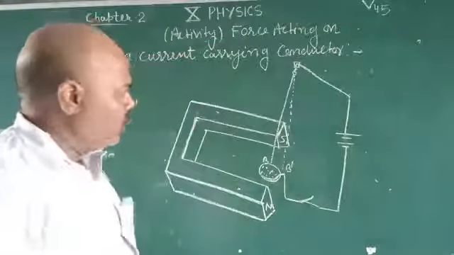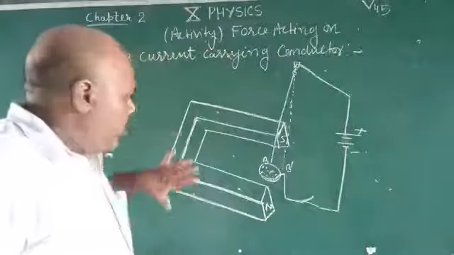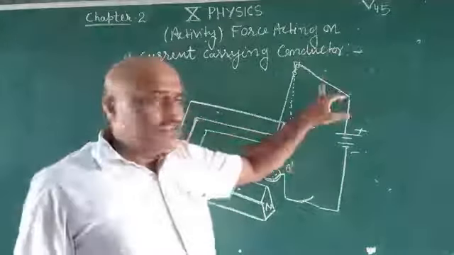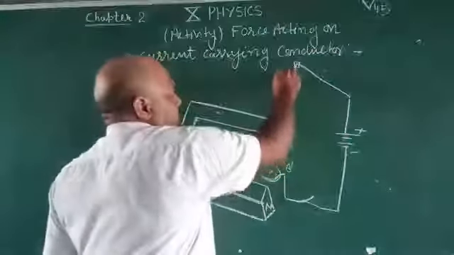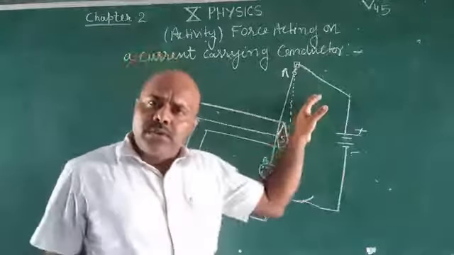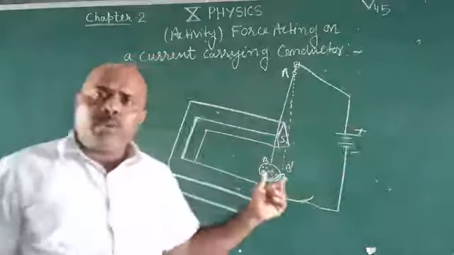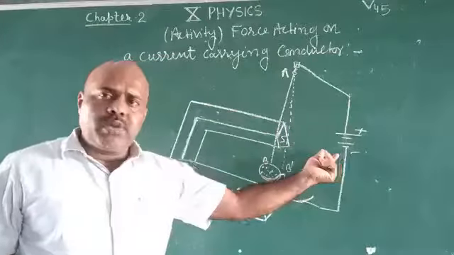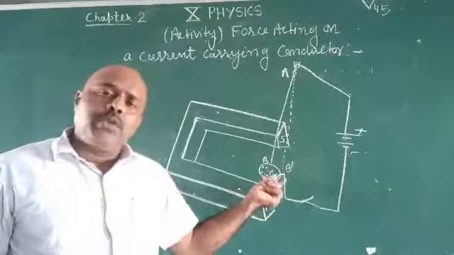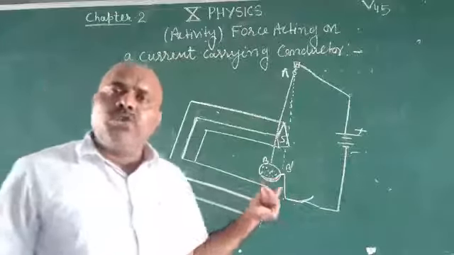Dear student, now you will see that this is the positive terminal and this is the negative terminal. This is the U-shaped magnet or strong field magnet, and this is a thick copper wire AB. Its upper part is connected with the positive terminal, and its lower part is connected with the negative terminal through the vessel filled with mercury liquid. Mercury is a good conductor of electricity.